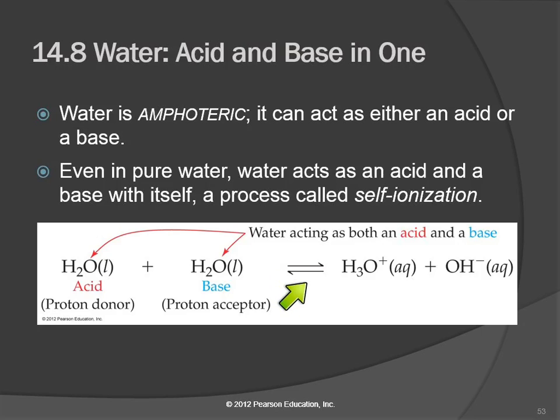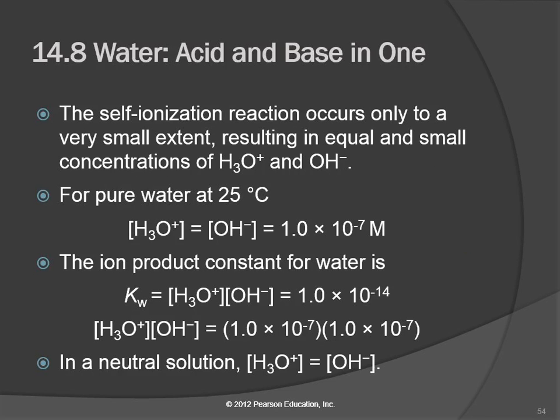This is an equilibrium, right? We've already done chapter 15. We know about equilibrium. In an equilibrium, it's going both ways. And just because some of this happens does not mean that all of the water turns into hydronium and hydroxide ion. In fact, it's mostly water molecules and only a little bit of the ions. But this is called self-ionization because water is ionizing itself. So it occurs to a very, very small extent.